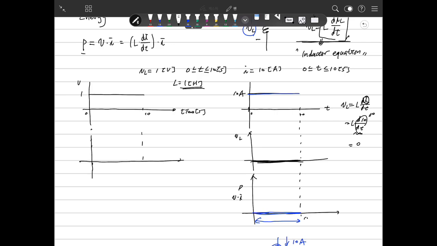Then what happens to the current? We need to know the initial value, 10 amperes. Actually, sorry, we will use 0.1 ampere. No, sorry, L is 0.1 henry to make a simple calculation. And the initial value at this time is 10 amperes. Then for this period, the voltage is L dI/dt.